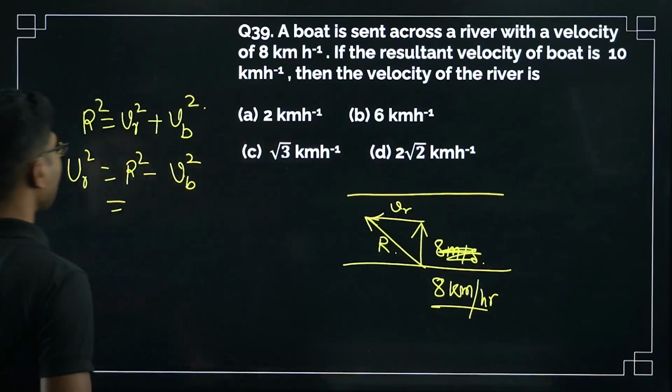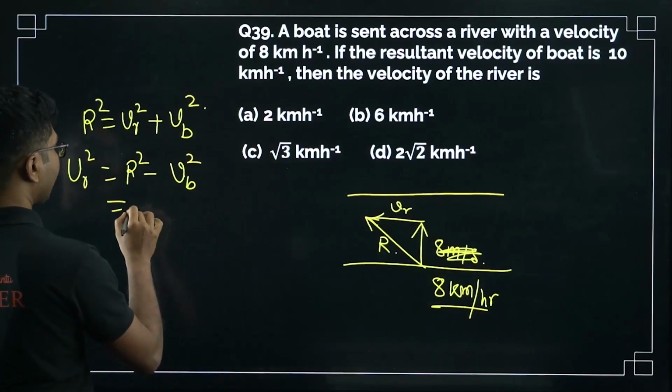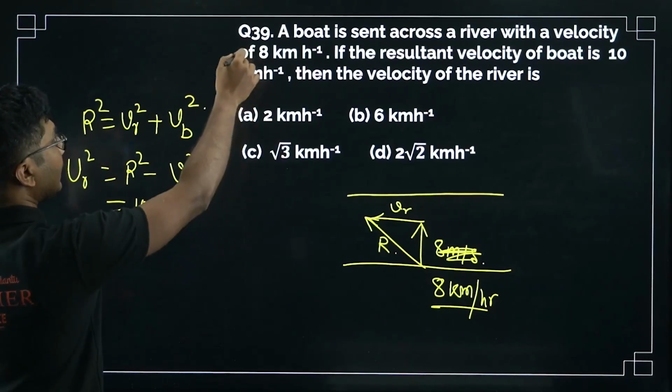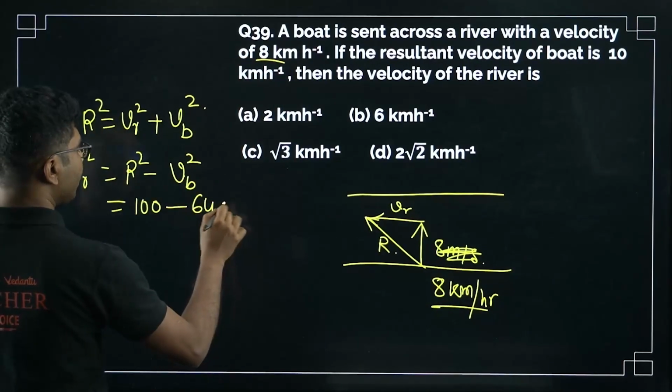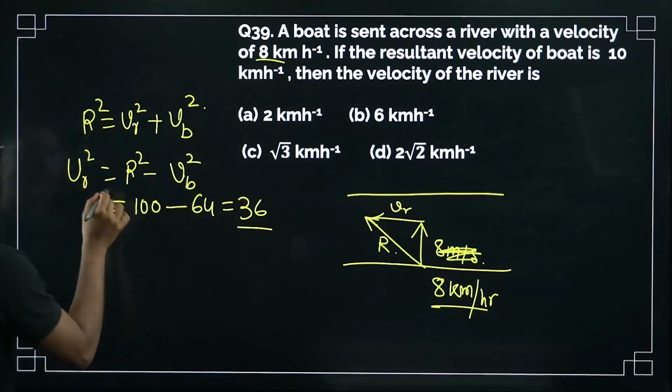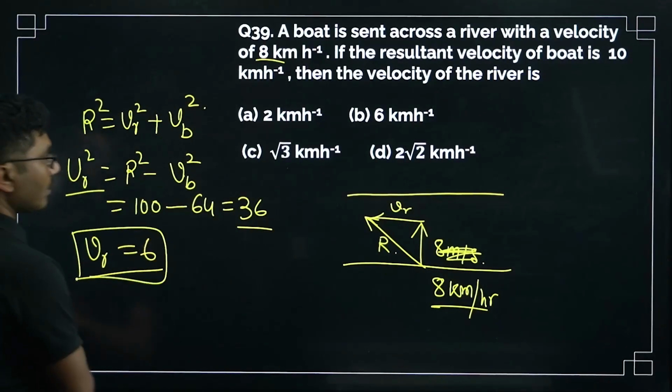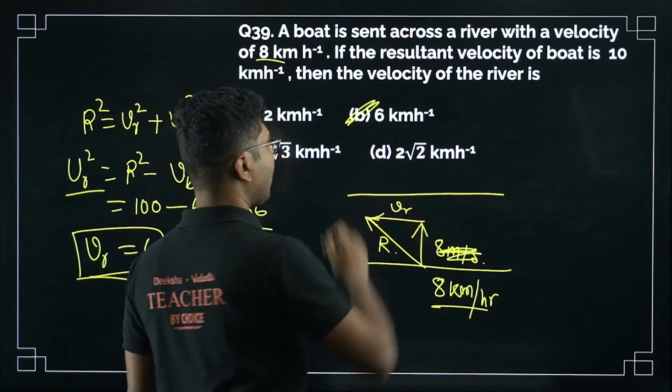So it will be r square is 10 square, that is 100, and 8 square is 64, so it will be 36. Now you have to take the square root, so VR equals 6. So the correct answer is 6 km per hour.